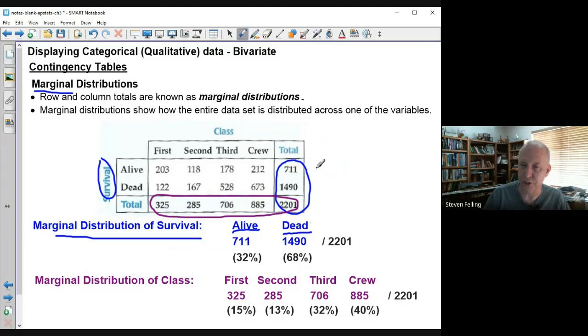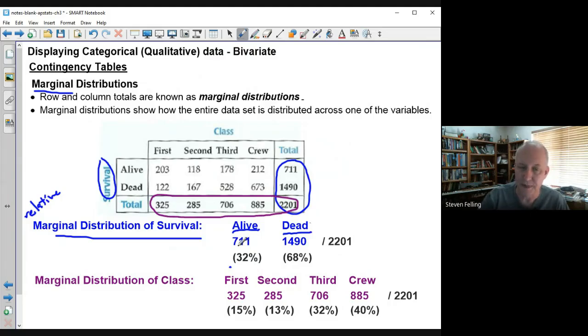And if I go to the margin, right, so 711 is the number alive and 1490 are the total dead. So this right here, these numbers, alive 711, dead 1490, that's the marginal distribution of survival. So this is mainly knowing the terminology. Now, if you added those two numbers up and got that there were 2,201 people, and then figured out what percentage were alive and dead, 32% and 68%, then we would call that the relative marginal distribution, because now it's reported as a percentage relative to the total.